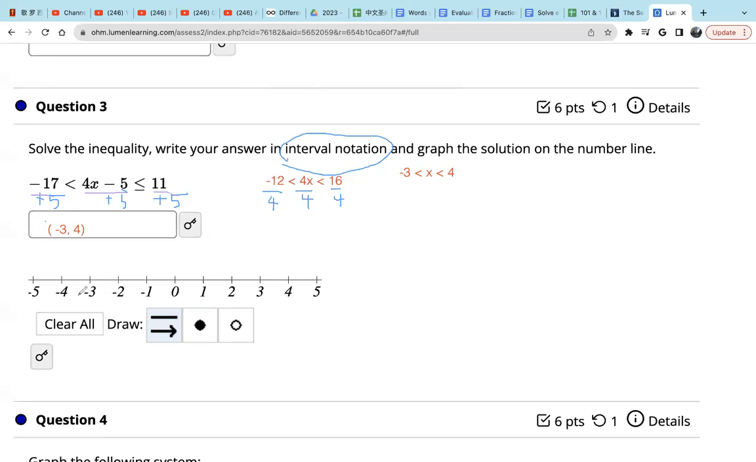First, we find the negative 3. Negative 3 is here. We're going to make an open circle because negative 3 is not in the solution. Then we find the 4. 4 is here. We also make an open circle because 4 is not in the solution. So in between all the numbers, in between negative 3 and 4, not including negative 3, not including 4, is a solution.